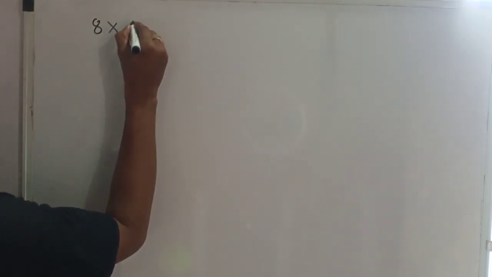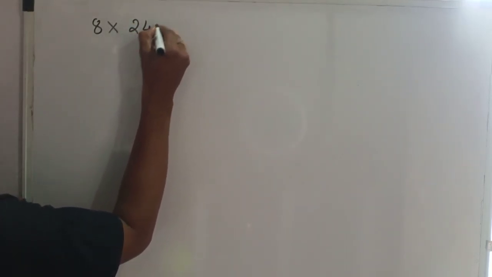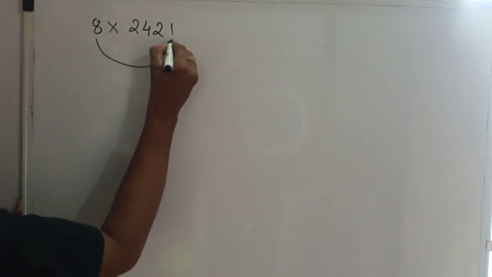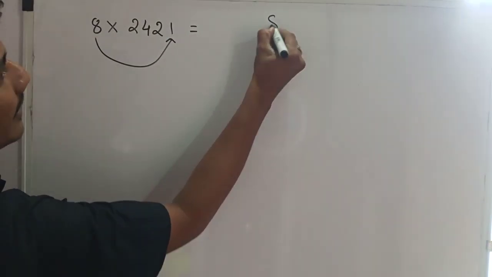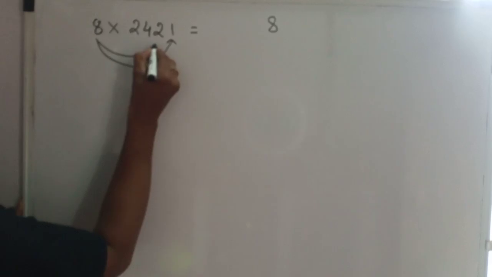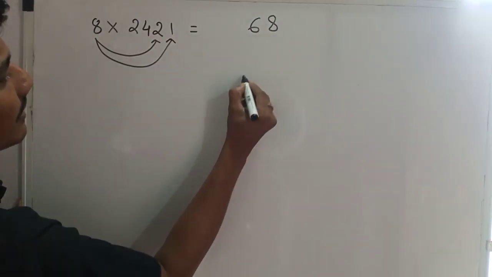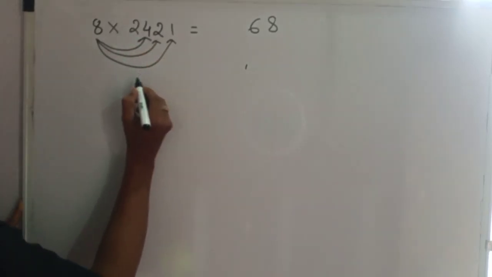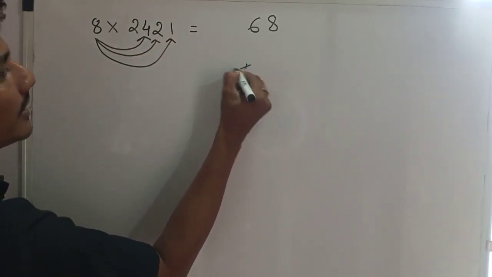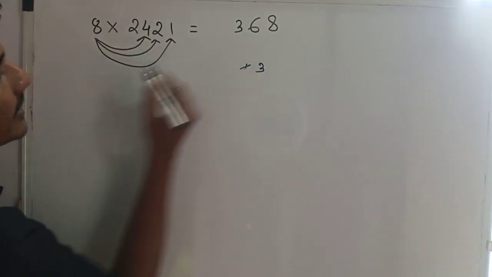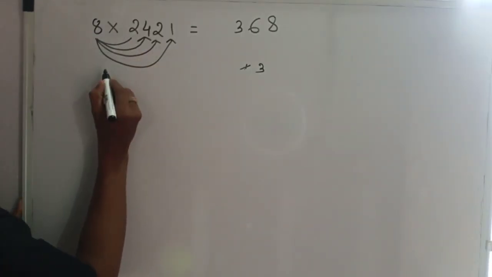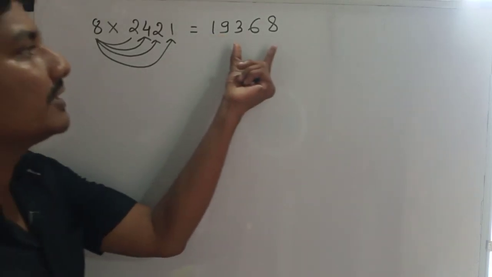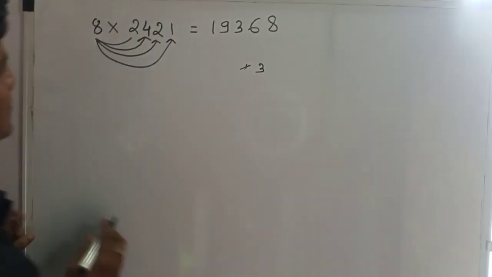8 into 2421. 8 ones are 8. 8 twos are 16. Carry 1. 8 fours are 32. 32 plus 1 is 33. Carry 3 again. 8 twos are 16. 16 plus 3, 19. 19,368 is the answer.